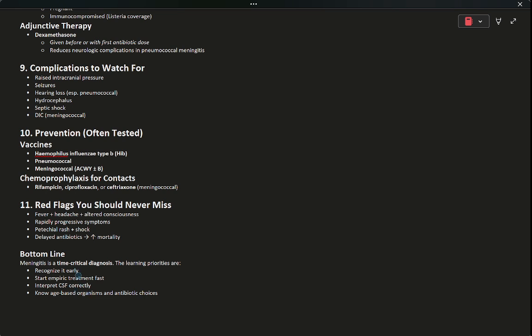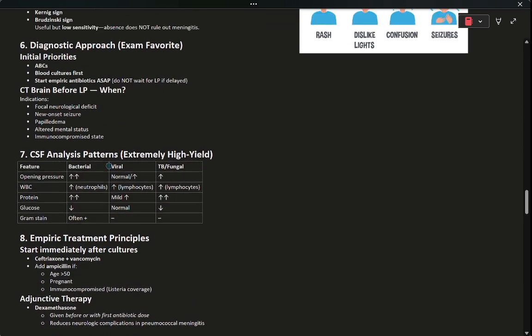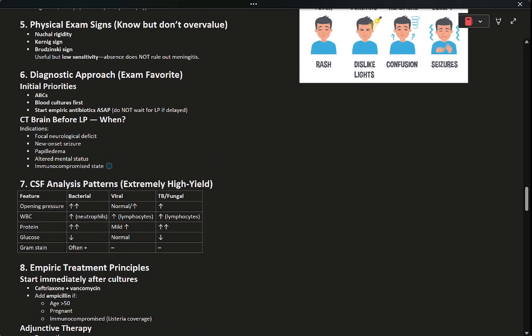So that's a pretty hefty overview of meningitis and its clinical characteristics and pathogenesis.